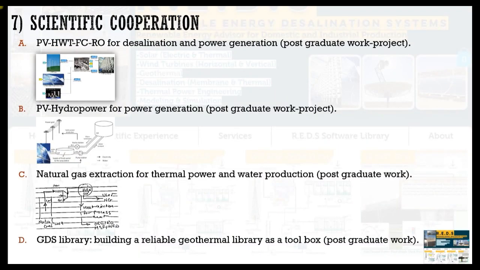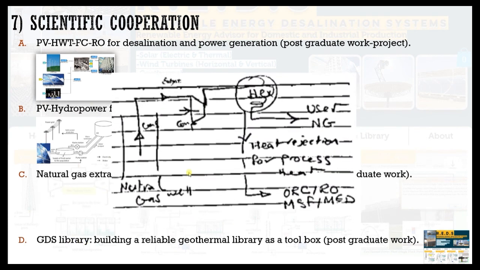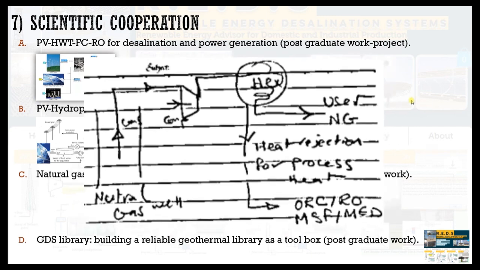Okay, for scientific cooperation, we're looking for new work with photovoltaic, horizontal wind turbine with fuel cell or hydraulic power, or natural gas extraction for thermal power and water production. We are going to continue building our GDS library. This is a new model. It's about natural gas extraction through a gas compressor. It will generate more waste heat, and we can utilize this for desalination.